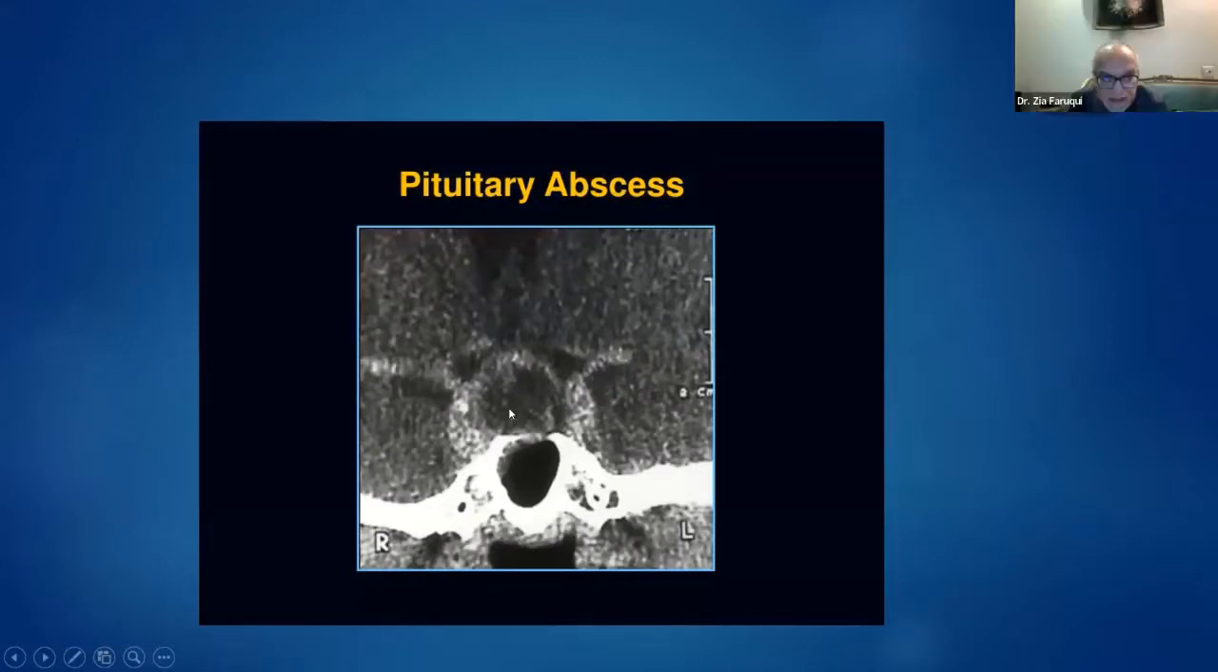So here, I don't have an MR example, but this is a CT with a large pituitary abscess. You can see the thick enhancing irregular walls of this, and you can see that the abnormality is extending inferiorly into the sphenoid sinus as well.